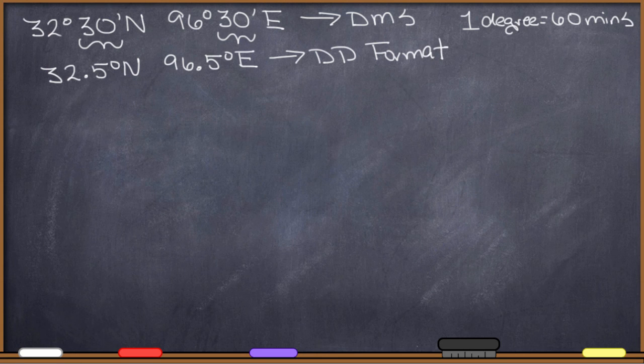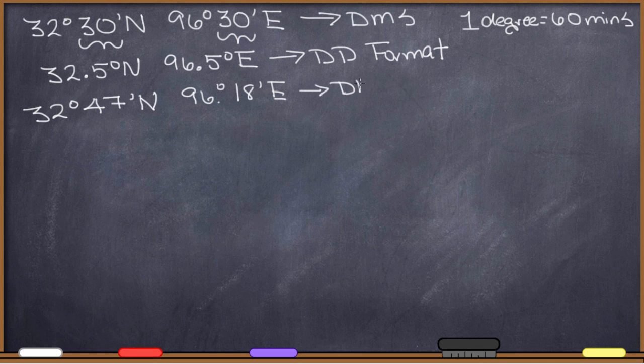So what's really the procedure for doing any type of conversion from DMS format to DD format? Well, if I have something that's not quite so obvious, if I have 32 degrees and, I don't know, we'll just say 47 minutes north, and I've got 96 degrees, 18 minutes east. Excuse me, this is DMS format. How am I going to convert this into DD format?